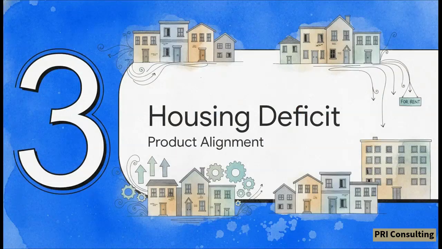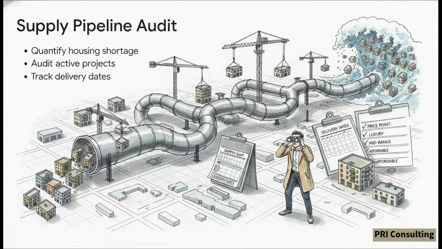Moving on to Section 3, Housing Deficit and Product Alignment. Okay, so we need to ensure the local market demand will rapidly absorb these new residential units. Analysts dig into municipal housing element reports to quantify the local unit shortage. But it doesn't stop there. They also aggressively audit the competitive supply pipeline.